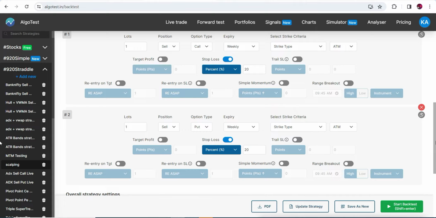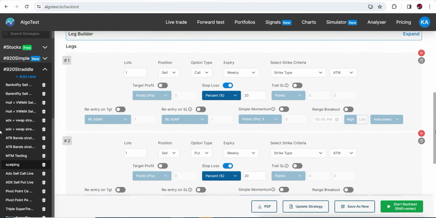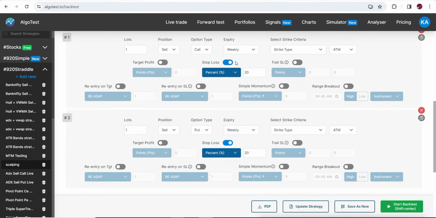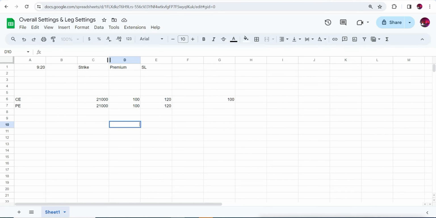But how does the complete feature work? If we select complete, assume the stop loss of the at the money call side is hit. Now it will exit all the other legs of the strategy instantly when any stop loss or target of one leg is hit. For example, let me explain how partial and complete work on the sheet, so it will be easy for you.